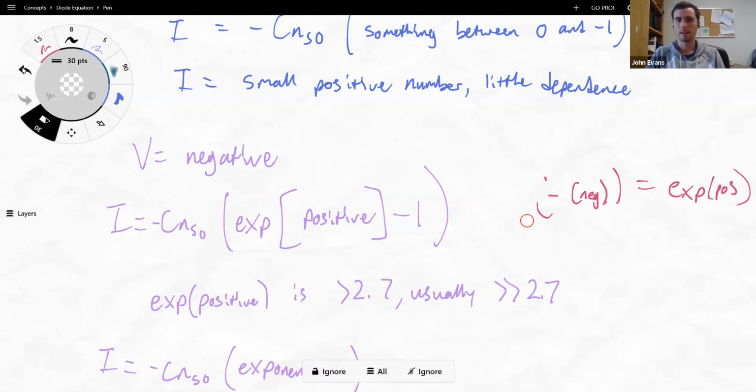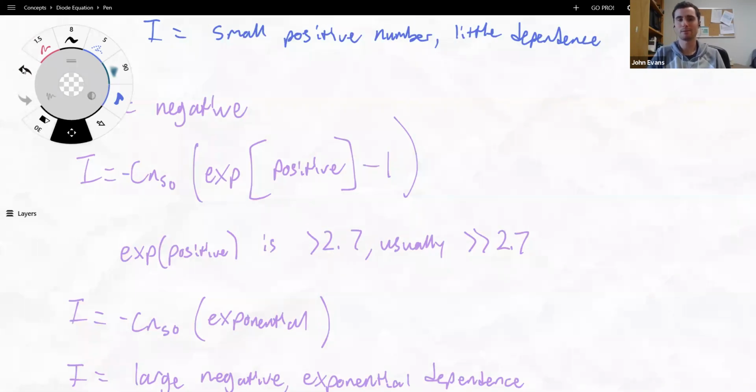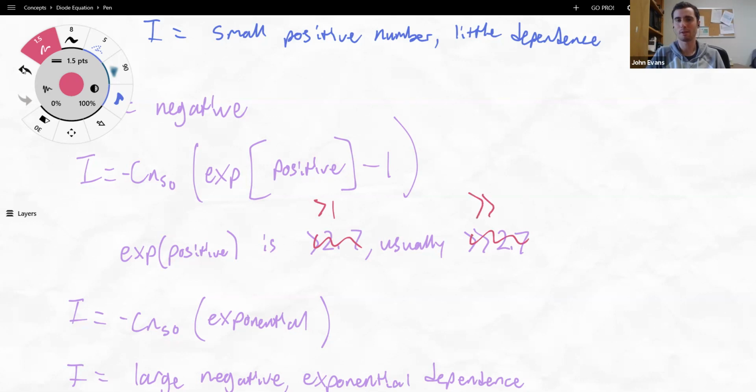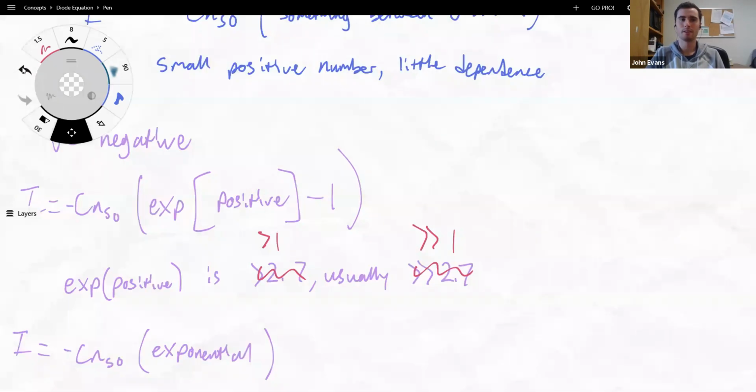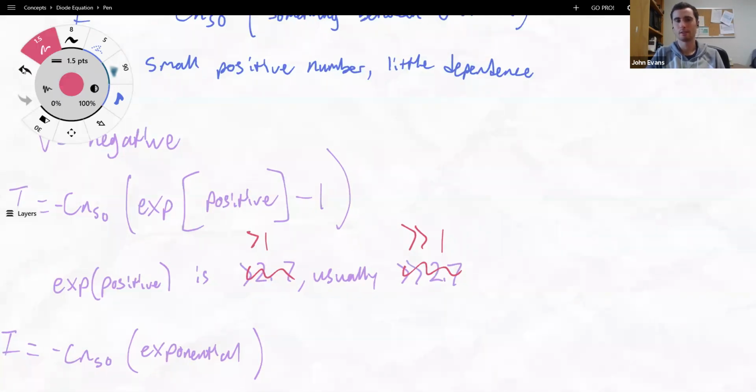Now the exponential of a positive is going to be at least like 2.7. Really, it's more than 1 because the lowest it can be is 0, but I'm going to assume we start with 1. It's going to be greater than 1, and it's usually much, much greater than 1, right? Plus, if you consider, we have q times V, negative q times V. I'm just going to get rid of the minuses because they're going to cancel out.